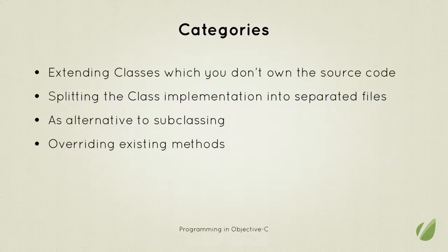Essentially we use categories for extending classes which you don't own the source code for, splitting the class implementation into separated files. We could create several groups of methods and implement them by different categories. As an alternative to subclassing, for example if you need to only add a couple of methods to a parent class, and overriding existing methods of the original class.